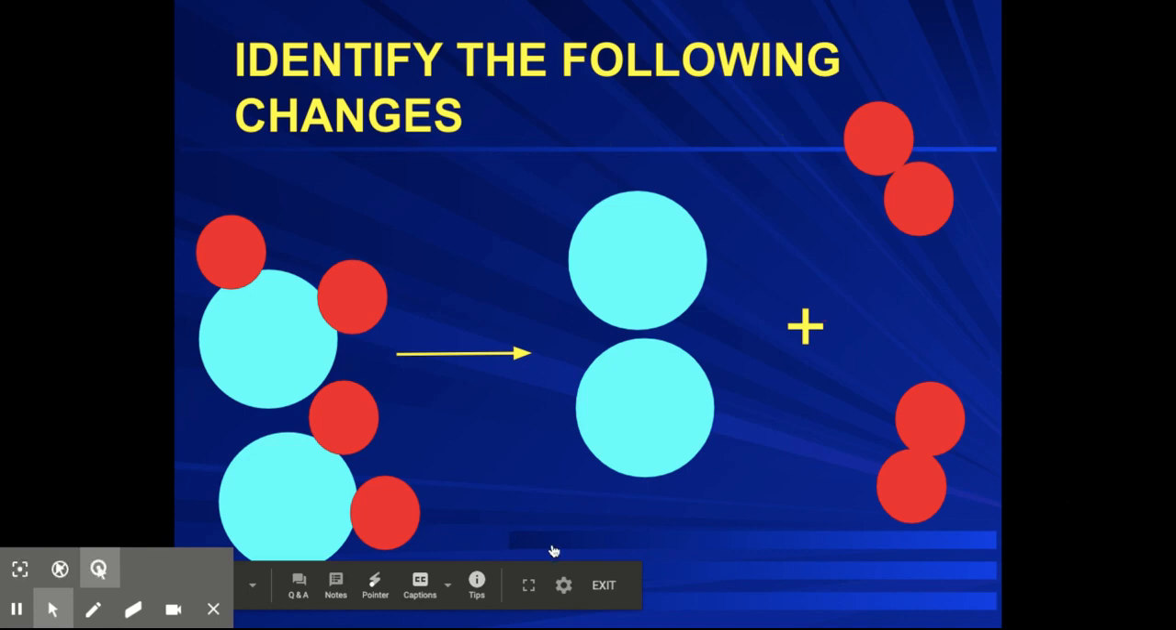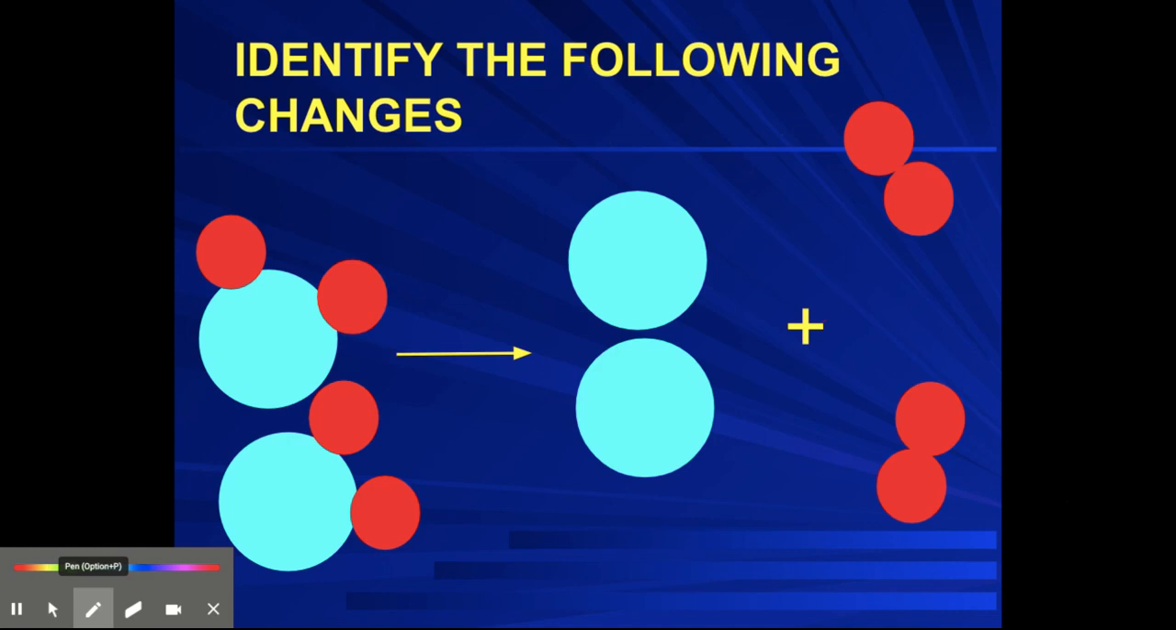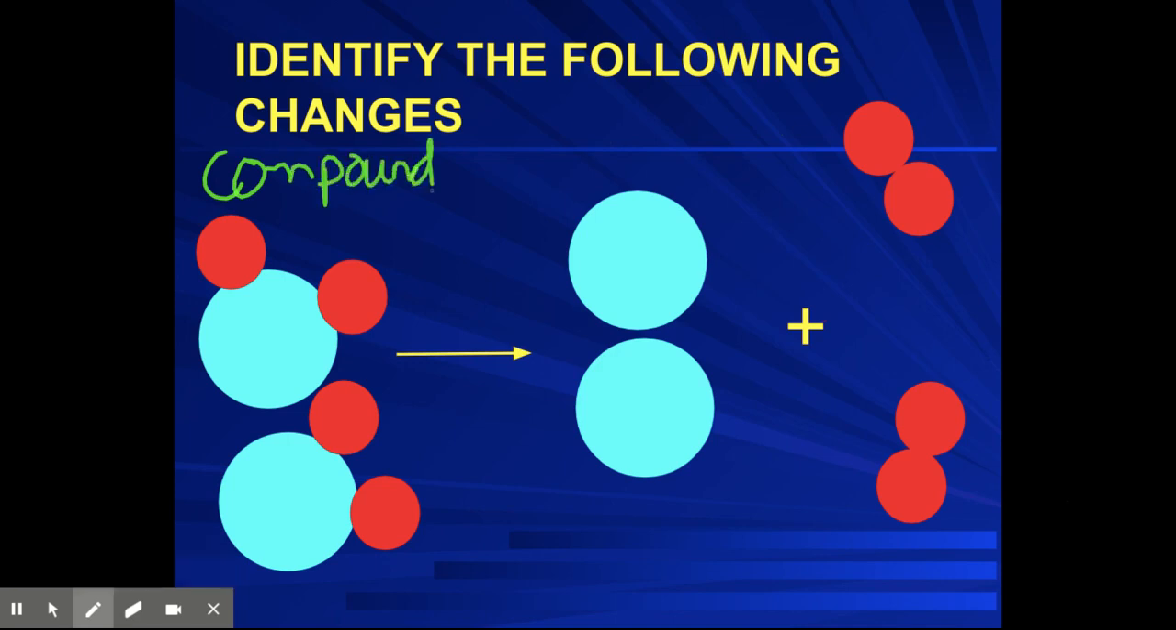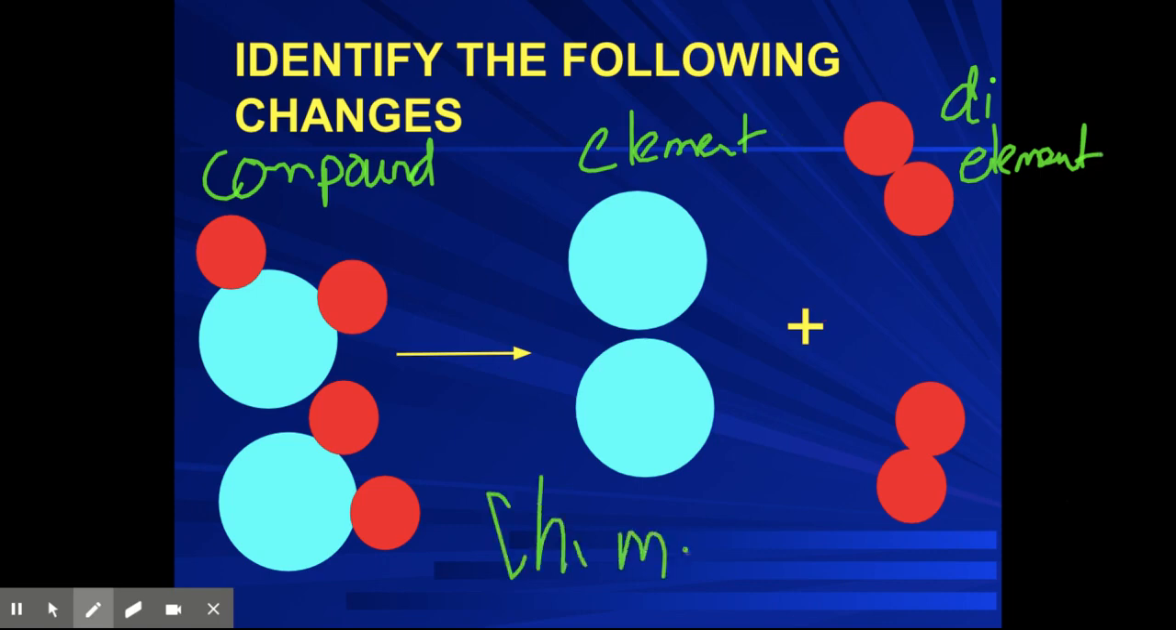Okay, so we're going to do this last one here. As I take a look at this, I see that I start on one side with these compounds. So I've got a compound here. And on the other side, I have an element and I have a diatomic element. So I see that I took a compound that was chemically put together and separated it out into individual atoms. So this is a chemical change. This whole structure is representing a chemical change.